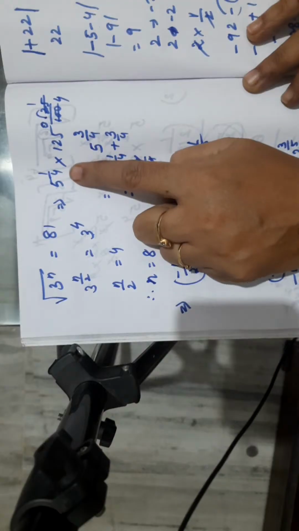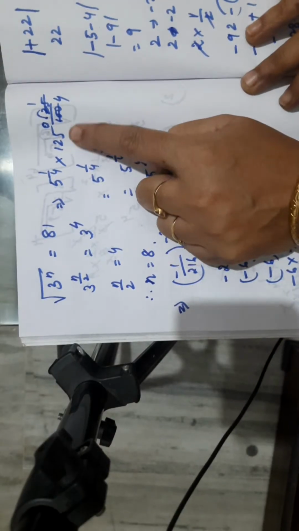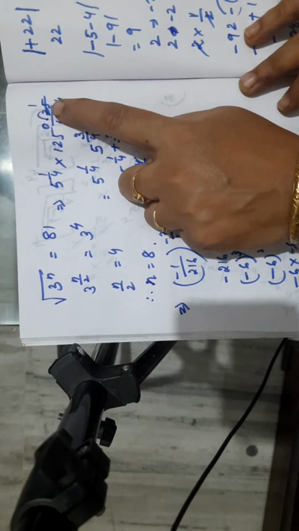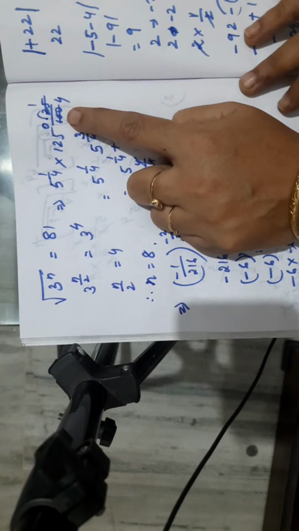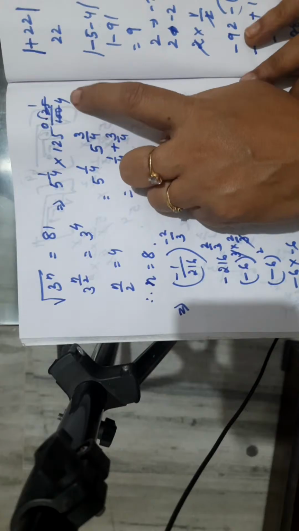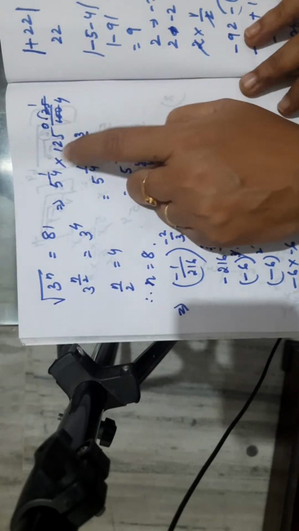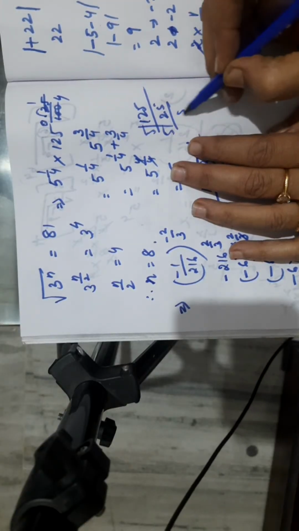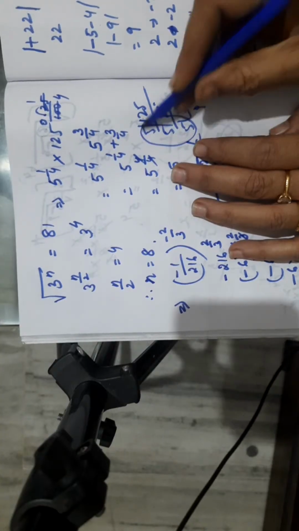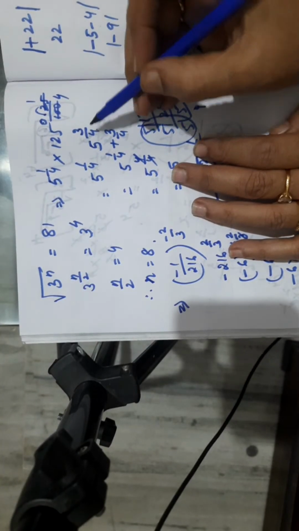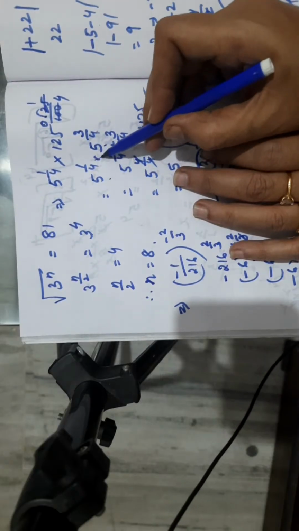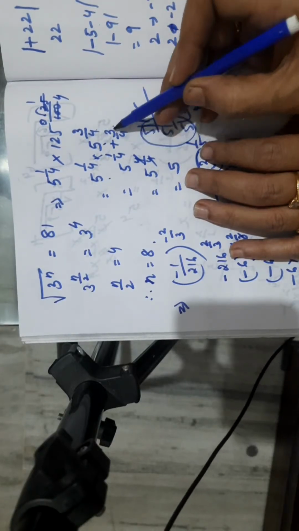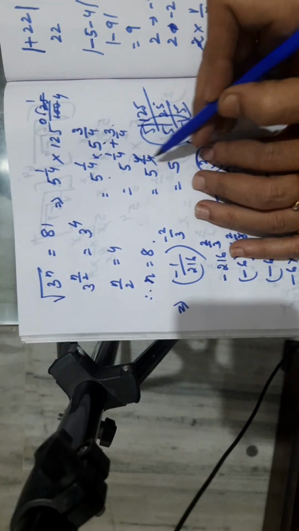5 raised to 1 by 4. It's given in the question. Here 125 raised to the power 0.25. So 25 upon 100 we can change into a fraction. Now cancel it: 25 ones are 25, 25 fours are 100. So it's 1 by 4. For 125, if you get the prime factors, it's 5 cube. We are getting 5 three times. So 5 cube and this 5 to the 1 by 4. When the base is the same and the numbers are in multiplication, we add the powers. So I added the powers 1 by 4 plus 3 by 4. 1 plus 3 is 4. 4 by 4, it got cancelled. So the answer is 5.